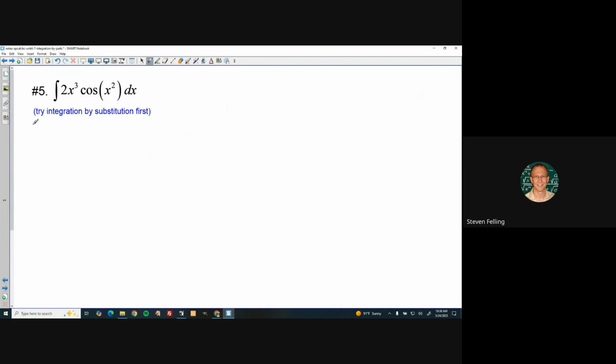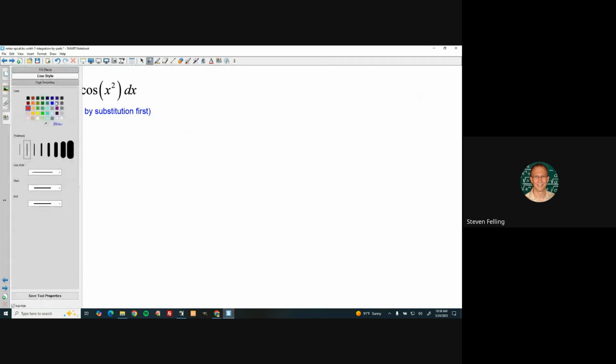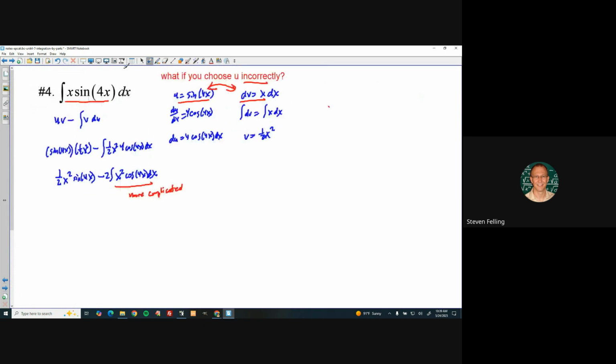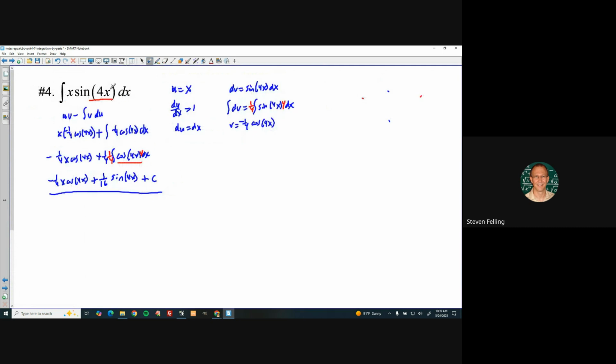Okay, sometimes these two techniques that we've learned, integration by substitution and integration by parts, can be done together. If I have something like x sine of 4x, where inside of the sine I just have a constant times x, so that the derivative, if I were to do a u substitution, would just be a constant derivative of 4, then I just go ahead and go straight to integration by parts.